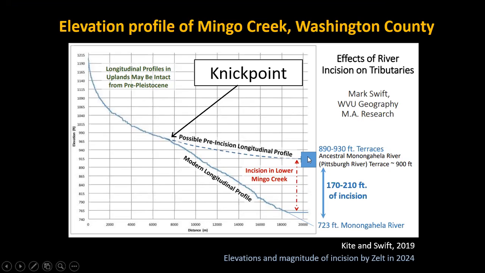There are prominent terraces along the sides of the Monongahela River here, where the river used to be before glacial times, and it cut down about 200 feet. So those terraces may reflect the equilibrium profile that connects with that upstream area. Well, Mingo Creek was forced to cut down as the Monongahela River cut down. So here's the current elevation profile.